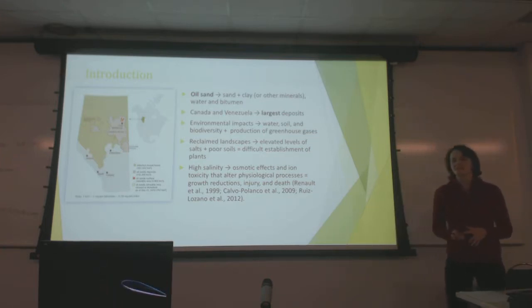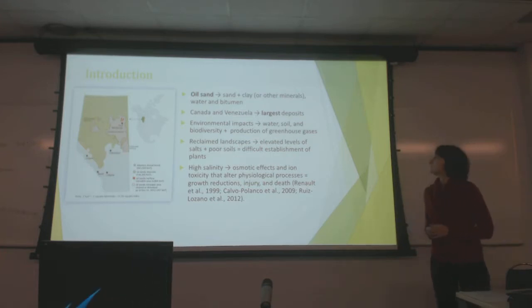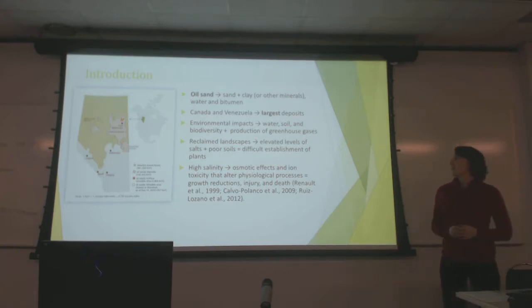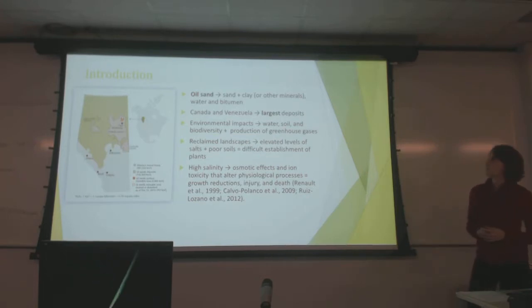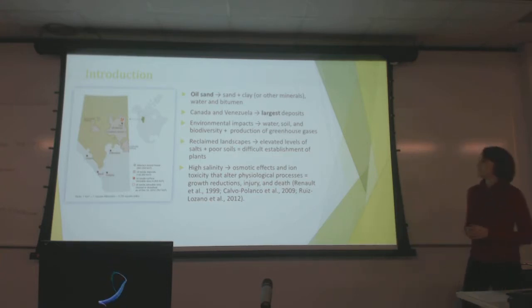But its extraction causes environmental impacts, especially on water, soil, and biodiversity, and releases greenhouse gases. The reclaimed landscapes have elevated levels of salts and poor soils, which makes the establishment of plants difficult. This high salinity causes osmotic effects and ion toxicity, causing different physiological process alterations like growth reduction, injury, and death to these plants.